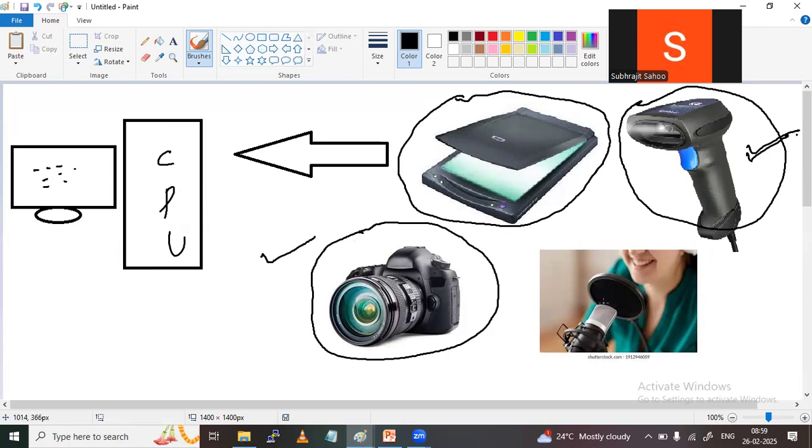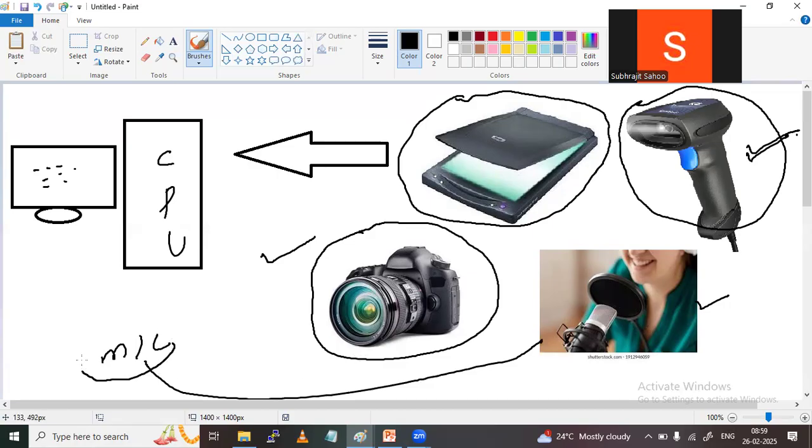Not only this one, mic also. When somebody is speaking, the voice is going to a machine, not exactly a computer. Sometimes we connect it through the computer, but sometimes it is going to another machine where it is processing, and the voice will be enlarged and output is produced. So this is also an input unit, right?